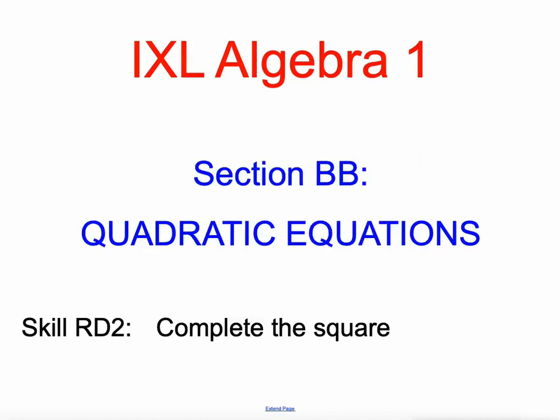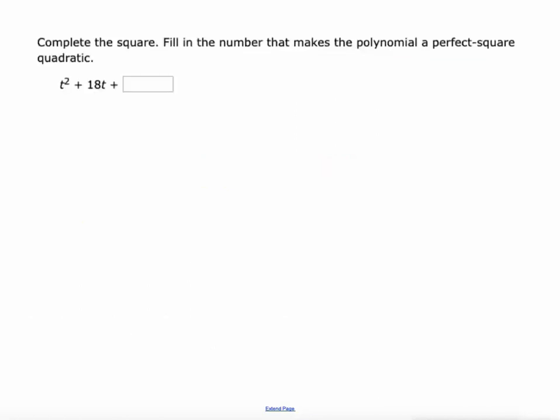Mr. Kaczynski here, working through IXL's Algebra 1 skills, quadratic equations. We've learned a couple ways to solve quadratic equations, and before we learn a third one, we have to develop this skill called completing the square. Not a tough one. I'm just going to take a couple seconds to explain it to you, though. We're going to complete the square. We're going to fill in a number that makes the polynomial a perfect square quadratic.